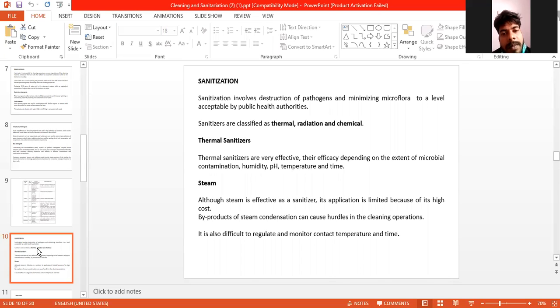We have already discussed steam, which is still very effective as a sanitizer, but it has high cost. The byproduct of steam condensation can cause hurdles in the cleaning operations. It is also difficult to monitor contact temperature and time.